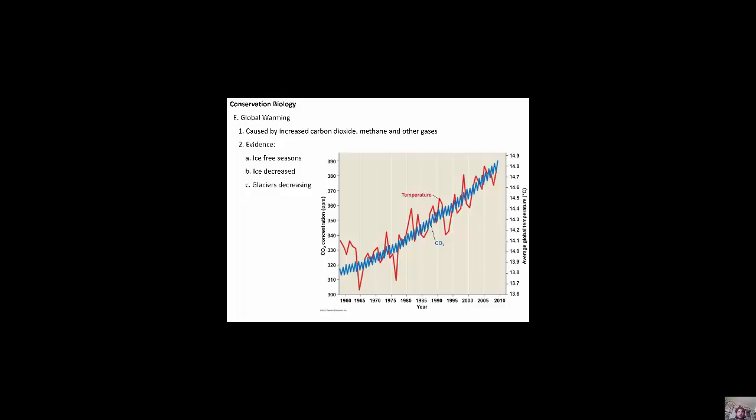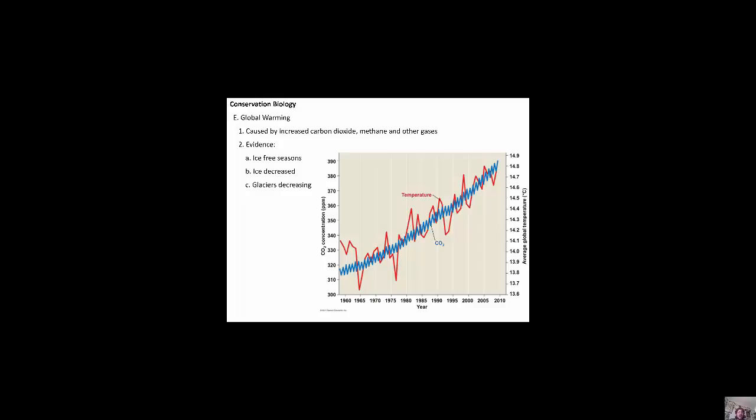So if we get to the point where the permafrost melts, we may rapidly reach a point where we cannot, I don't want to say survive, but we'll cross that 2 degrees Celsius warming point, and the planet will become very different.